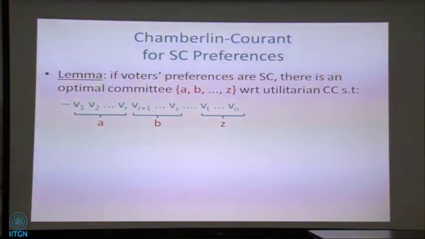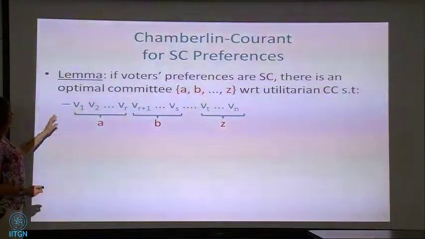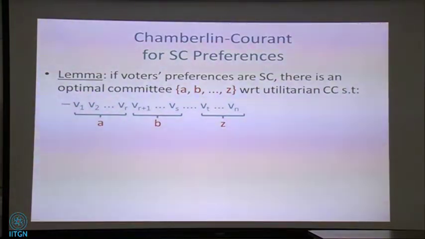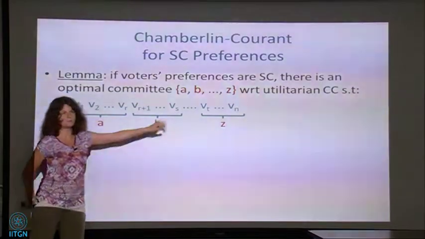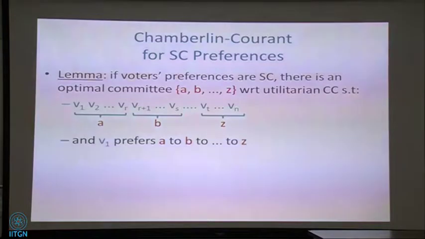So in terms of whom the voters prefer in the committee, they come in blocks. When we look at the committee, all the voters who prefer a particular committee member appear contiguously in our sequence of voters. Moreover, we can say something about the order of the preferred committee members. These voters prefer A among all the committee members, these prefer B, those prefer Z. So we can say something about the order of A, B, and Z in the preference of the first voter, and this order is: voter 1 prefers A to B, and so on, to Z.